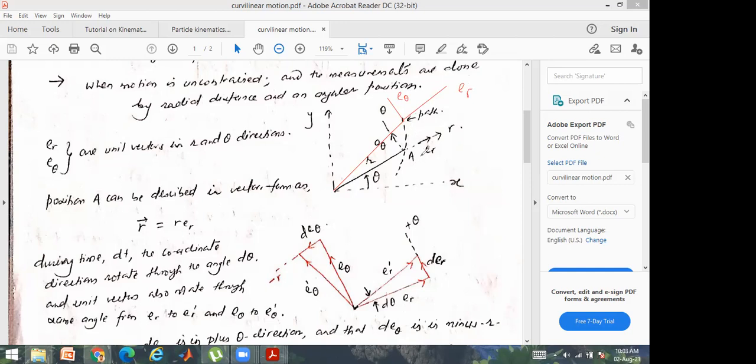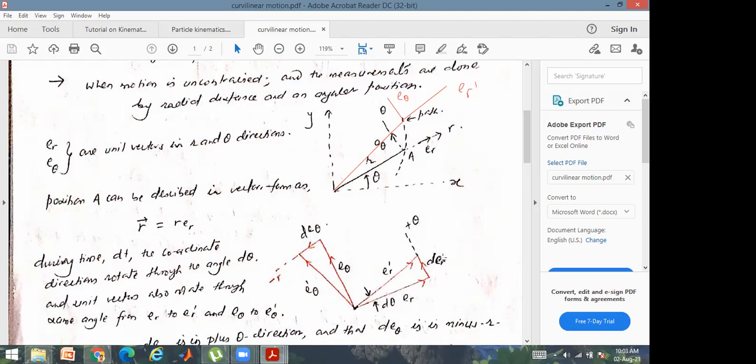er goes to er prime. Similarly, e theta goes to e theta prime. er to er prime and e theta to e theta prime. So the change in length will be given as der, and this change in length will be given as d e theta.